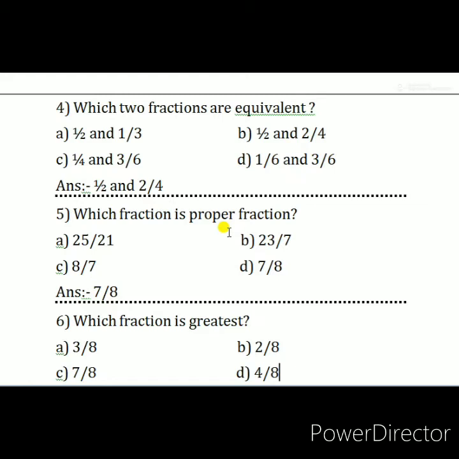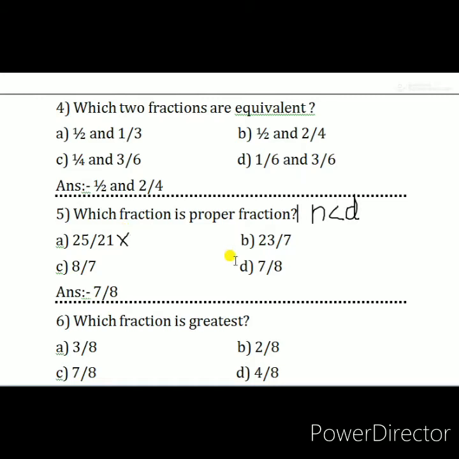From that we understood that a proper fraction means a fraction whose numerator is less than the denominator. If the numerator is less than the denominator, then we can say that fraction is a proper fraction. Here check each option. First one is 25 upon 21. Here the denominator is smaller. So we can say this is not a proper fraction.